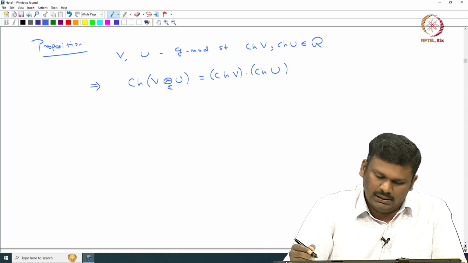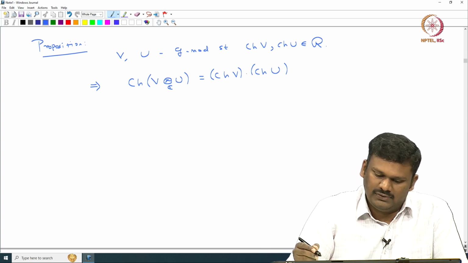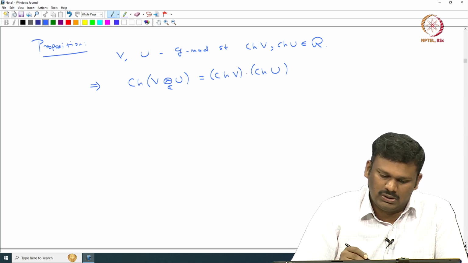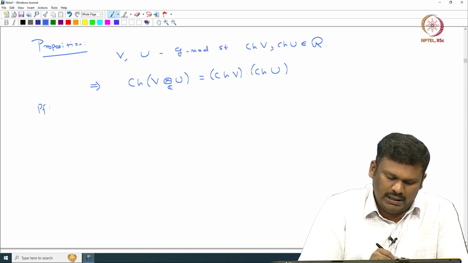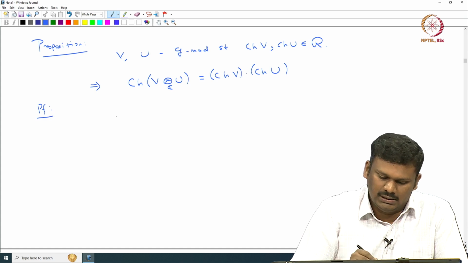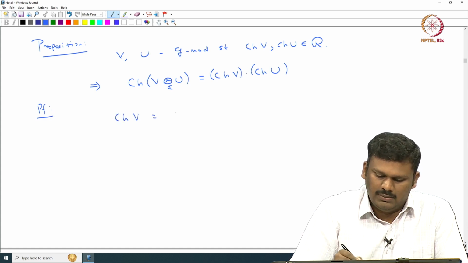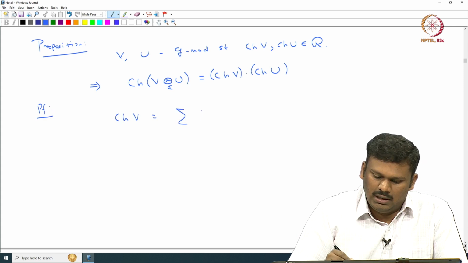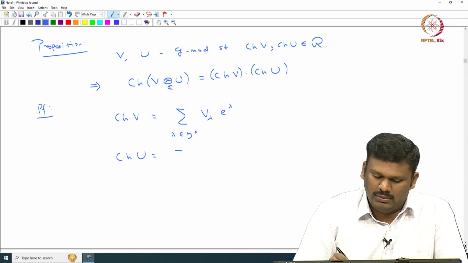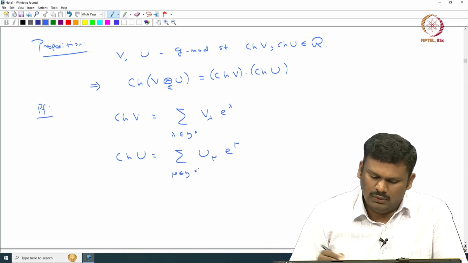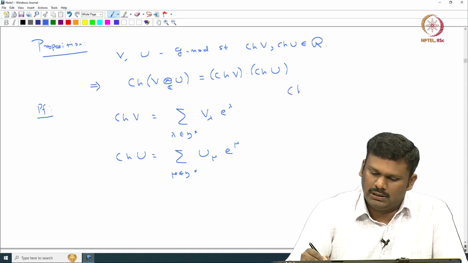So, note that, what is the character of this V tensor U? Let us actually rewrite everything in terms of the characters. The character of V by definition is the summation of dimension V_lambda times e to the power lambda, where lambda runs over H star. Similarly, the character of U is going to be the summation of dimension U_mu times e to the power mu, mu runs over H star. So now, what will be the product, the character of V times the character of U?